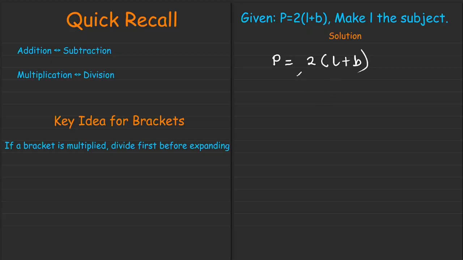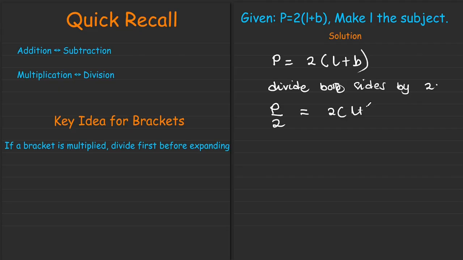First of all, divide both sides by what is multiplying the bracket, so that it becomes P over 2 equals 2 into bracket L plus B over 2. With that, this 2 divides this 2, and we are left with P over 2, which is equal to L plus B.